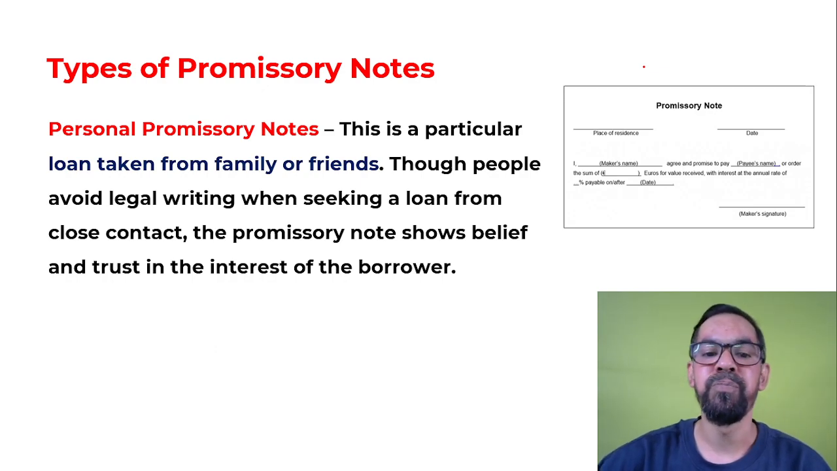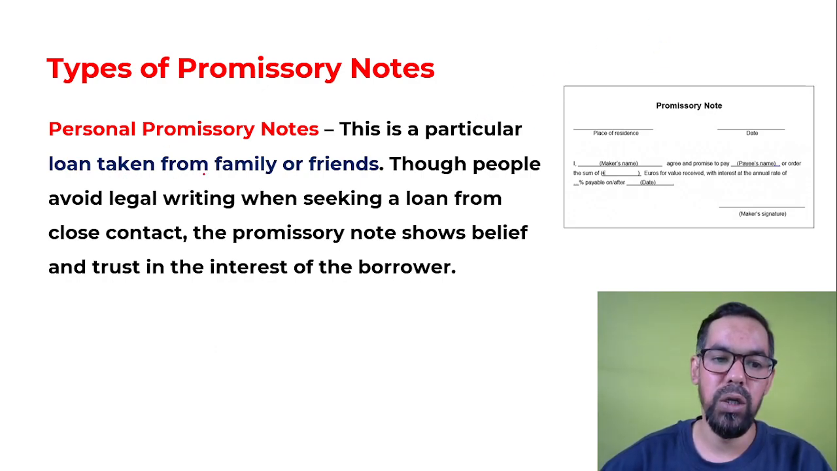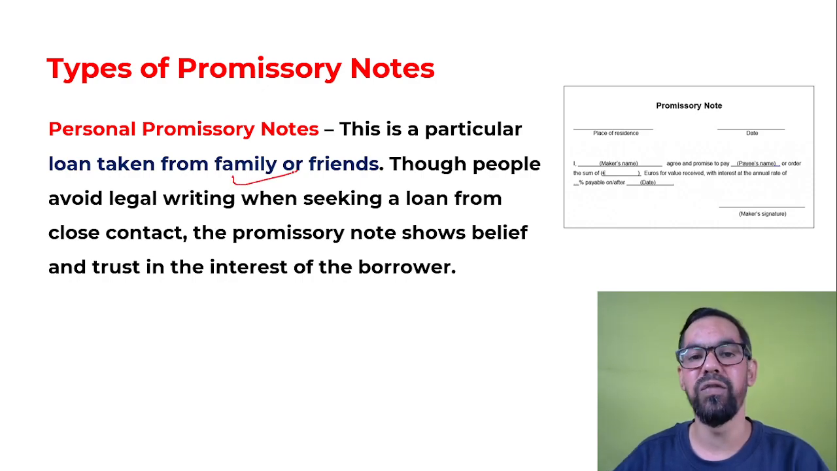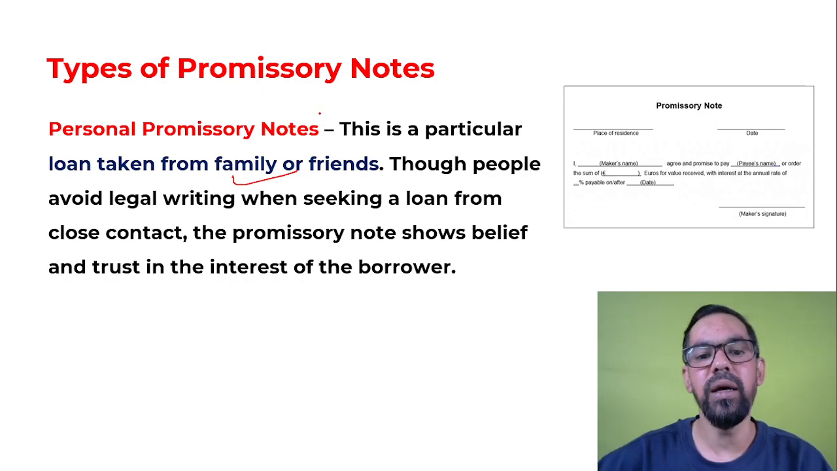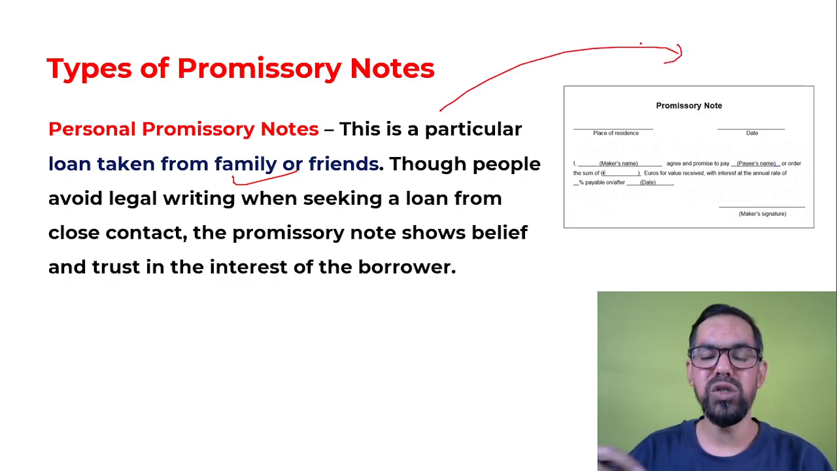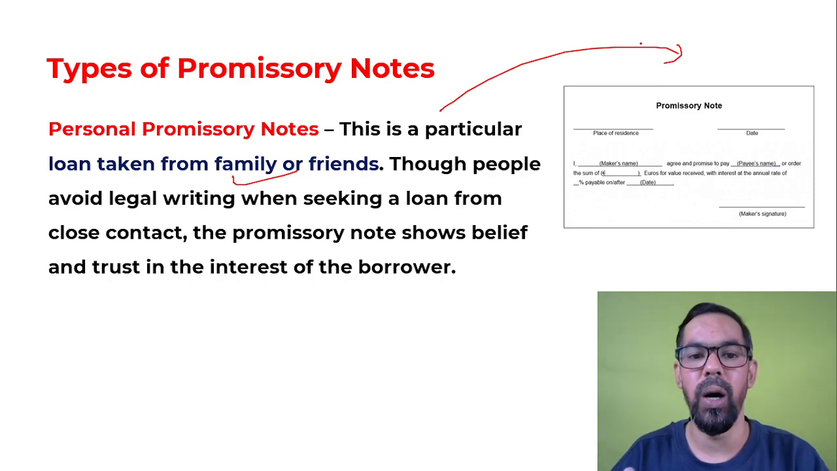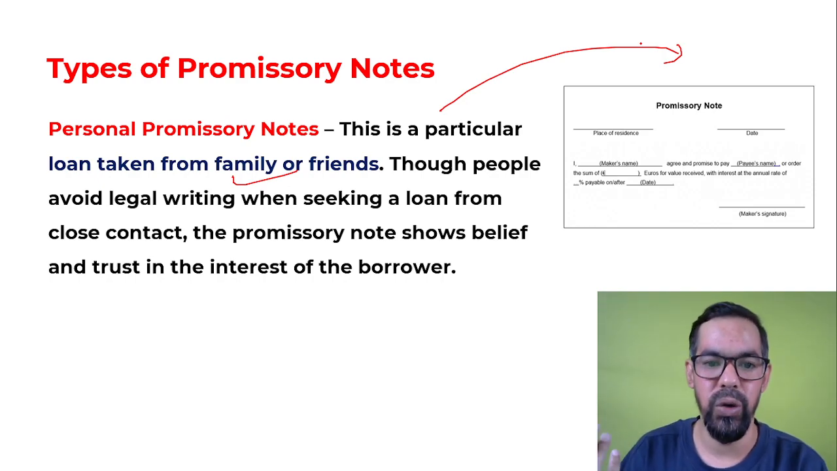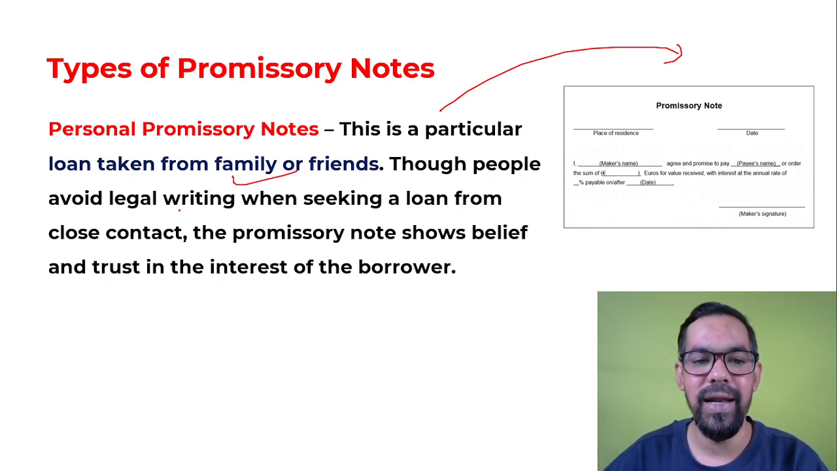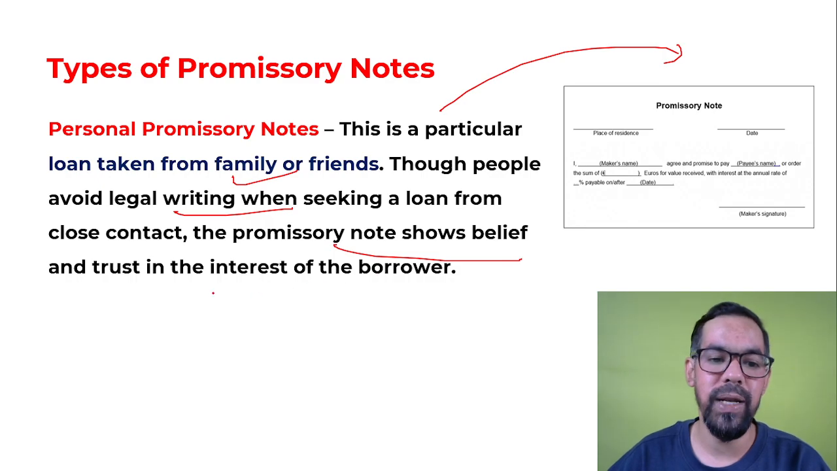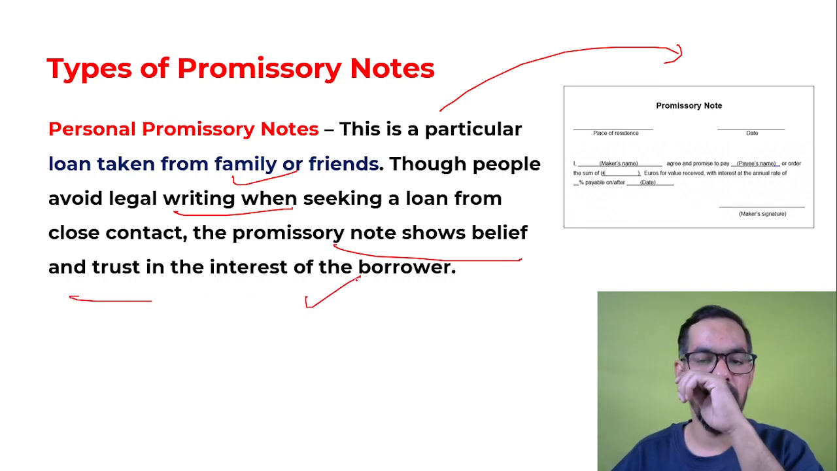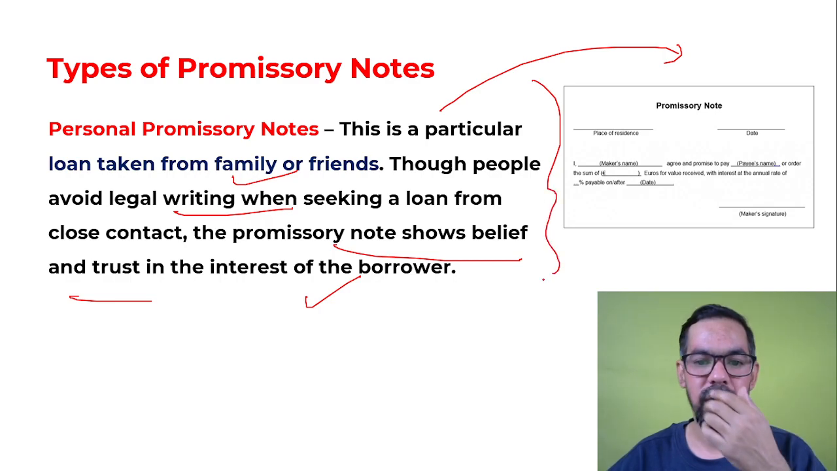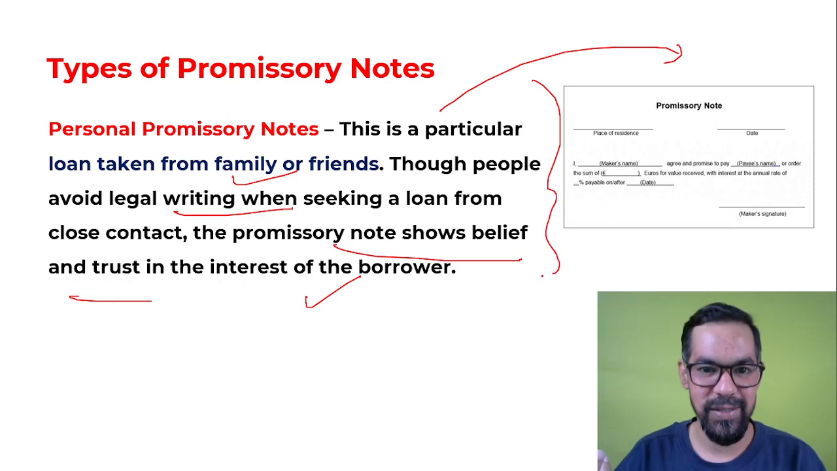Next one is personal. This is a loan taken from a family member or friend. Let's say you borrow money from your friends. While borrowing, for security purposes, you can also make an agreement of a promissory note, so that the other party will have more faith in you. Though people avoid legal writing when seeking a loan from a close contact, the promissory note shows belief and trust in the interest of the borrower. Money can sometimes make relations better.